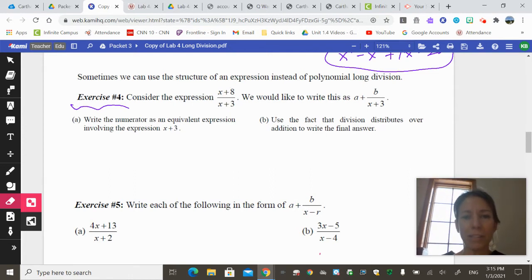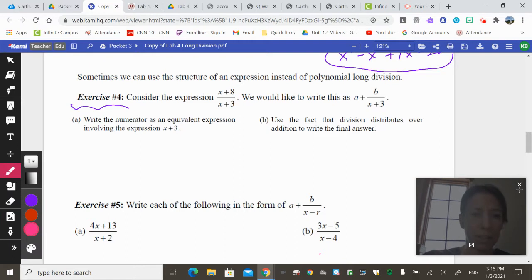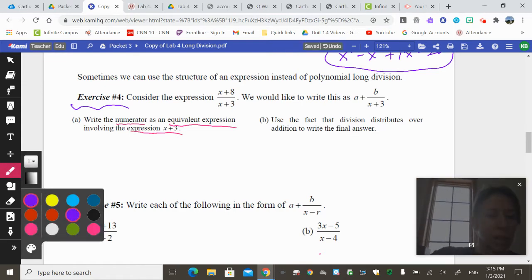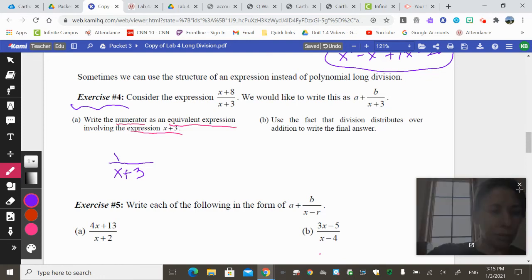So basically, this is another way to do polynomial division. Instead of doing long division, we're going to first start with x plus 8 divided by x plus 3. It says write the numerator, which is the top of the fraction, as an equivalent expression involving the expression x plus 3. So instead of x plus 8 over x plus 3, we're going to use x plus 3.